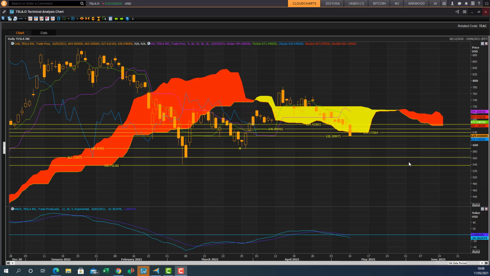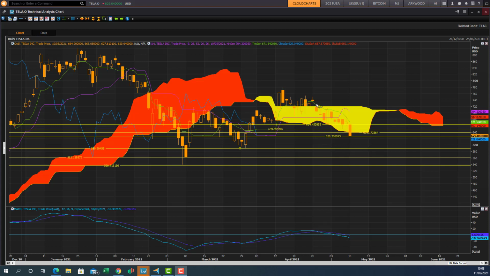Price action below the cloud is bearish, price action above the cloud is bullish. The front end of the cloud is still signaling that we might have an uptrend that's going to be resuming soon when Tesla rebounds from the support zone. So there's quite a wide range for a potential rebound support zone in Tesla.